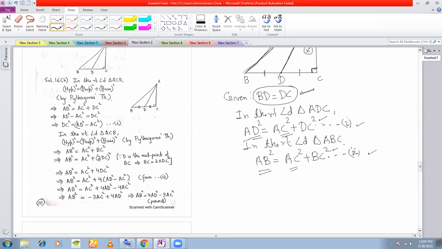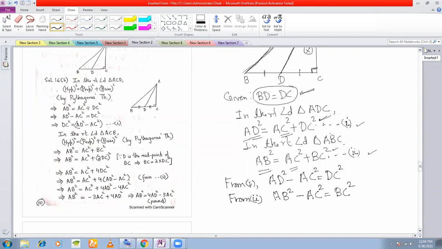We can start from here, or what you can do is from 1, you can write AD square minus AC square is equal to DC square, right? From 2, what can you write? From 2, you can write AB square minus AC square is equal to BC square, isn't it? You can write this.